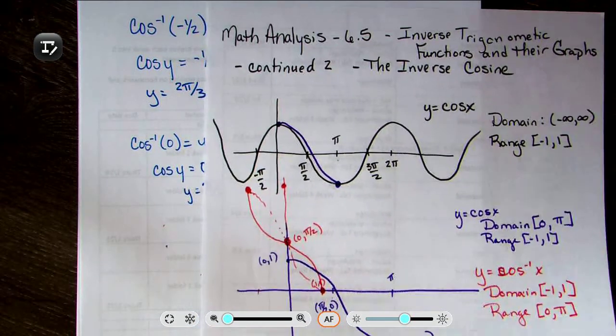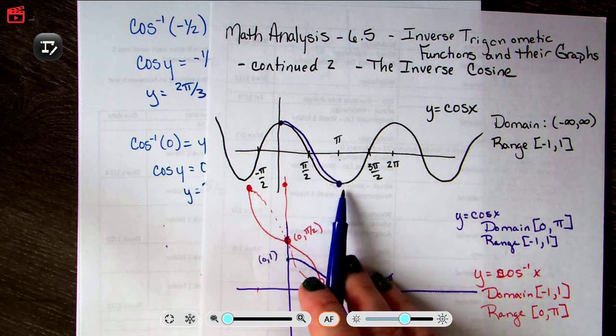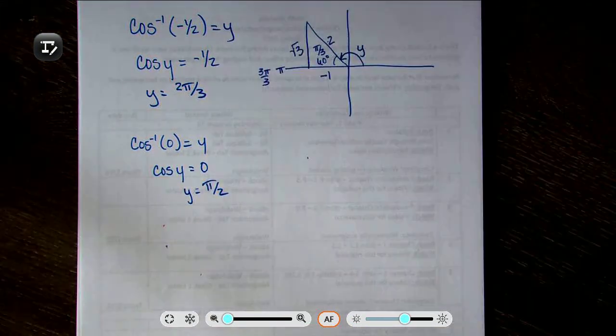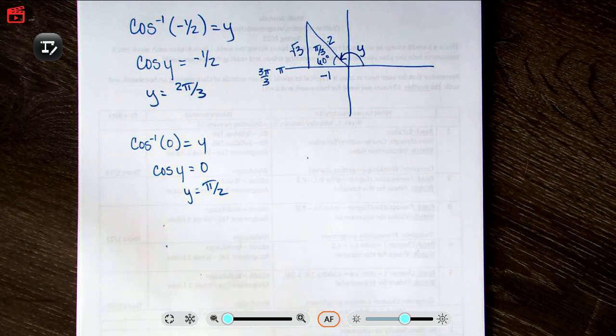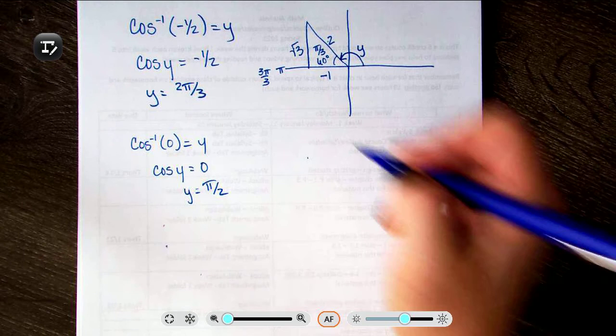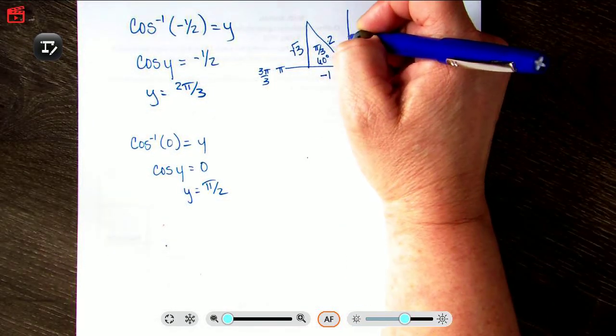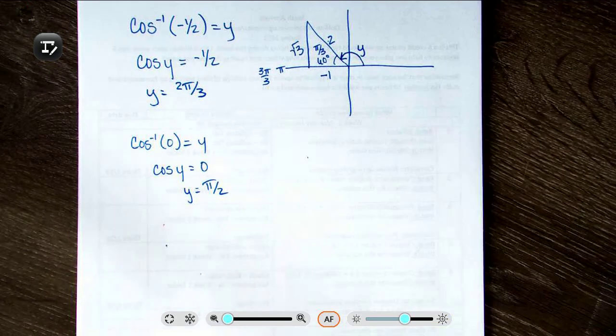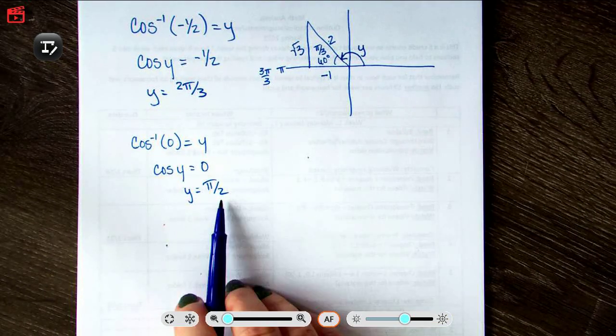I think of the graph. There's where it's 0, right at pi over 2. My head has so many different facts floating around in there. Or if you're thinking the unit circle, cosine is your x value. X has to be 0. X is 0 on your y-axis, so we're up at pi over 2, 90 degrees.